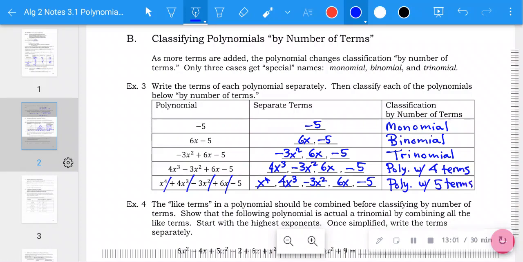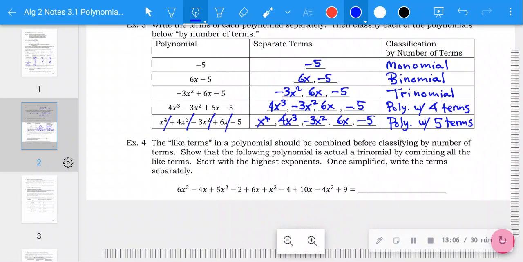So we have 3 special names, monomial, binomial, and trinomial, and above that you go generic.